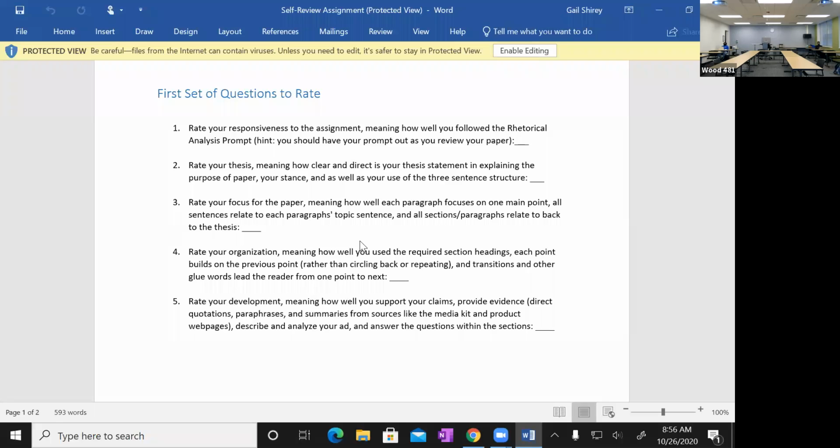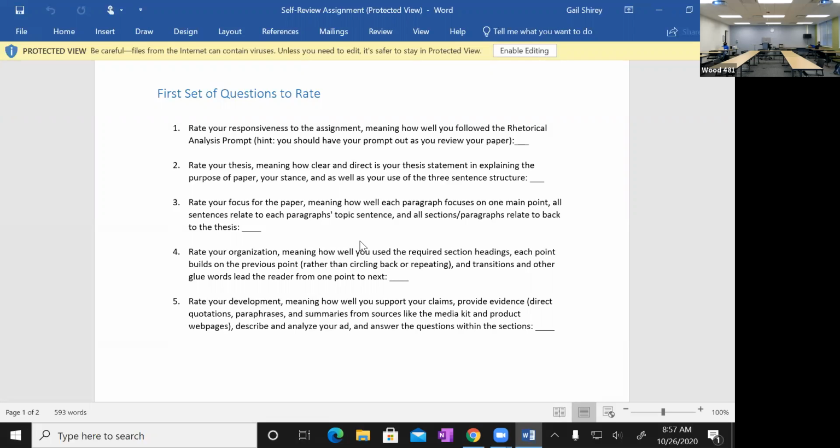Number 4, rate your organization. How organized are you? Did you do it in the order that I told you? Are you limiting the items you're talking about to those sections? Are they building? Are you using transitions?